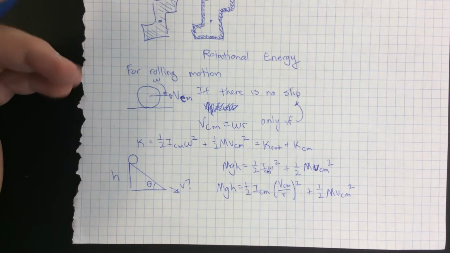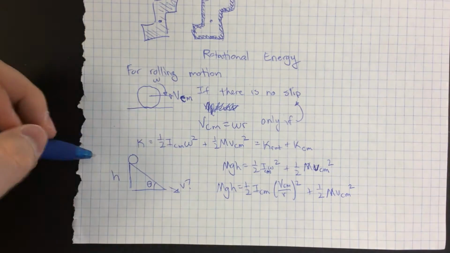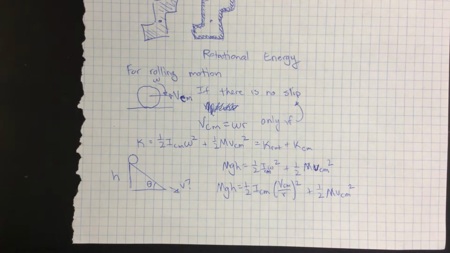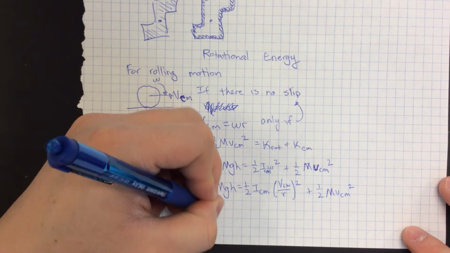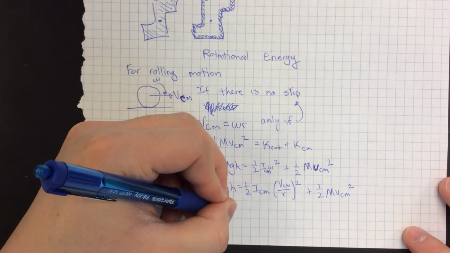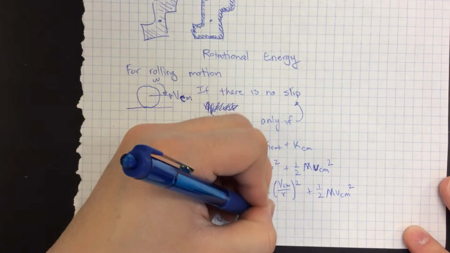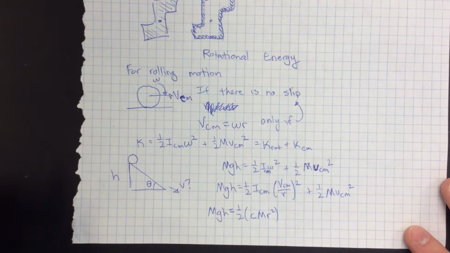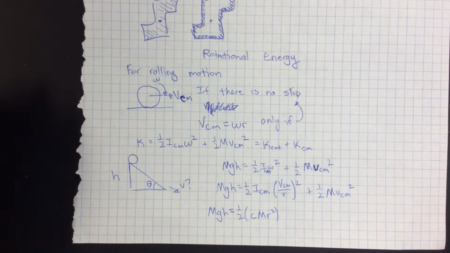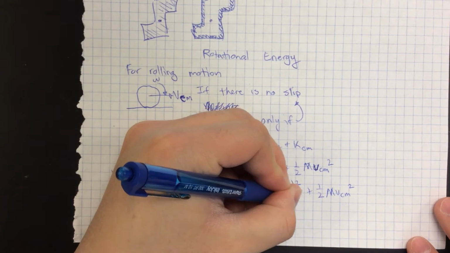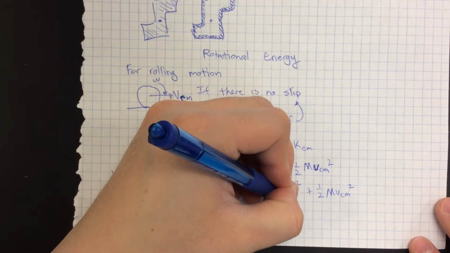So what is I? I is the moment of inertia of this object. Instead of saying it for a particular disk, as we saw, the moment of inertia is usually some sort of coefficient times mR squared. It's usually something like that. Here I want to stay consistent with the book, so I'm going to use a capital R.